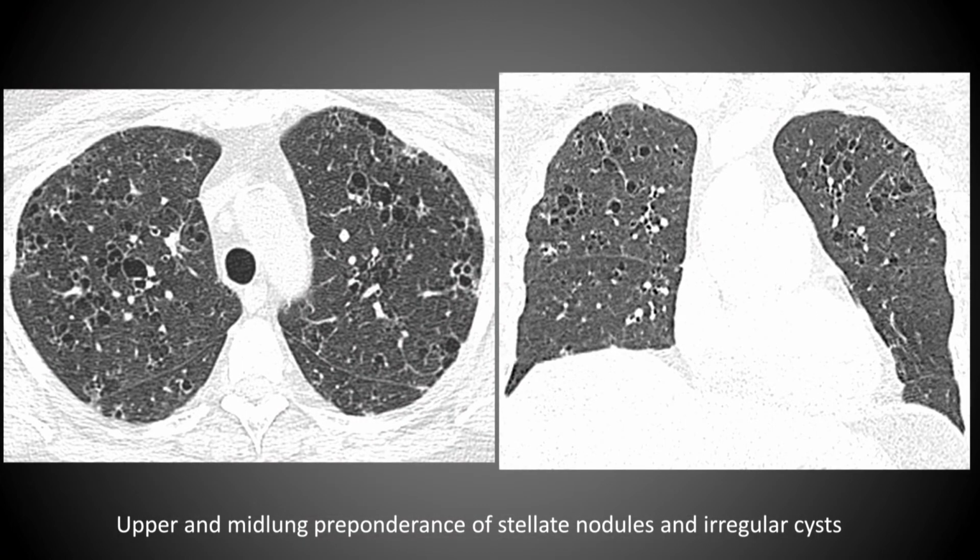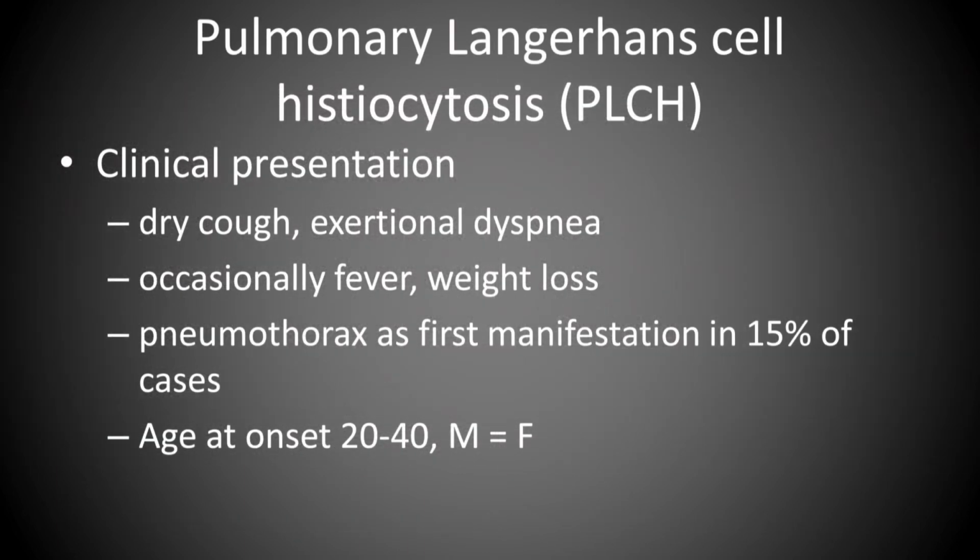Here's another patient, and again, this is a typical appearance on these multiplanar reformats. You can see the upper lobe and mid-lung preponderance of these stellate, irregular nodules and irregular cysts. Notice that these air spaces are not always nice and round. They can be irregular looking, especially in more end-stage disease. So again, a typical appearance of Langerhans cell histiocytosis.